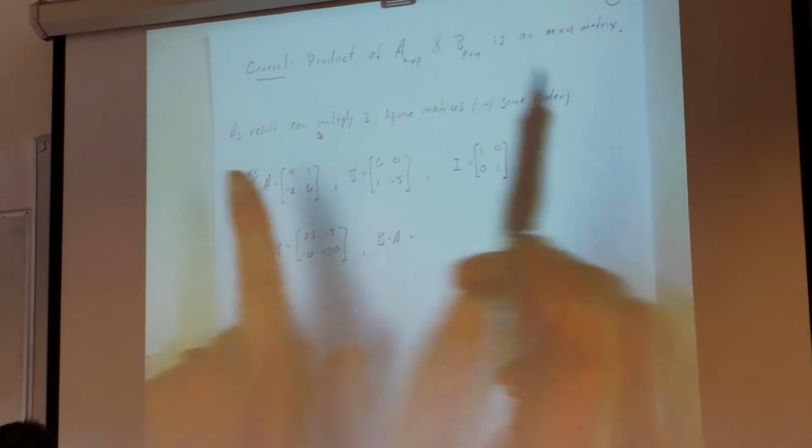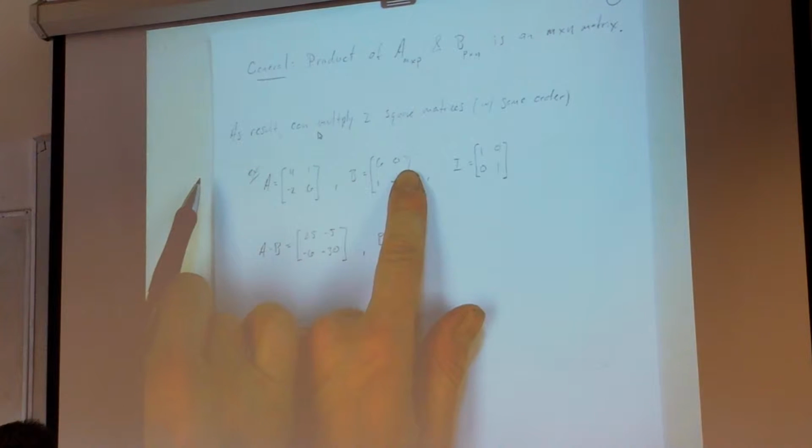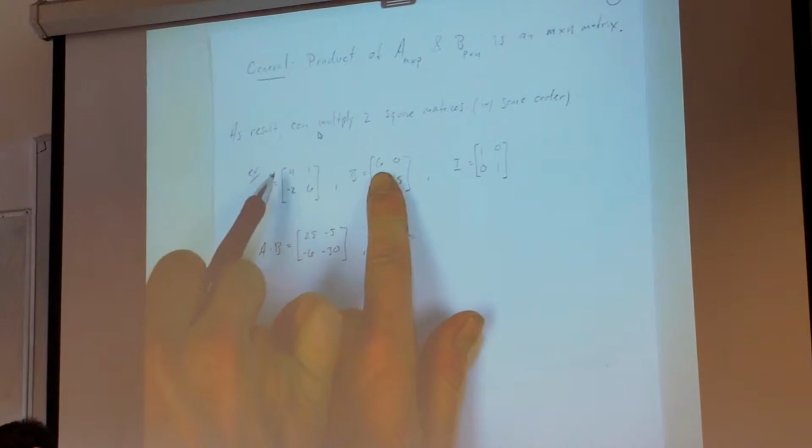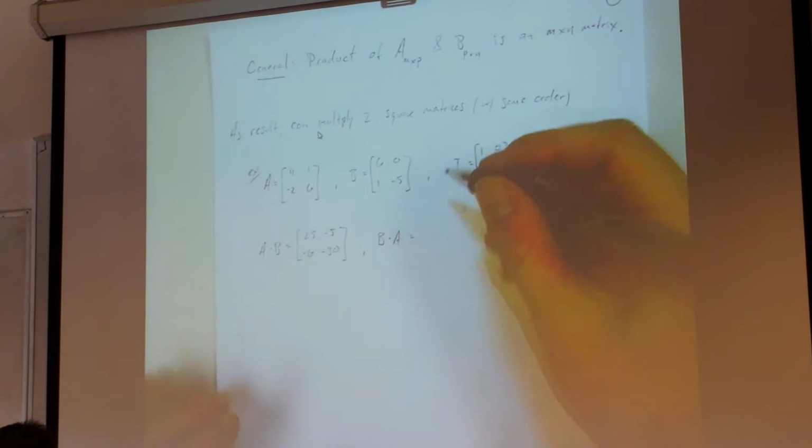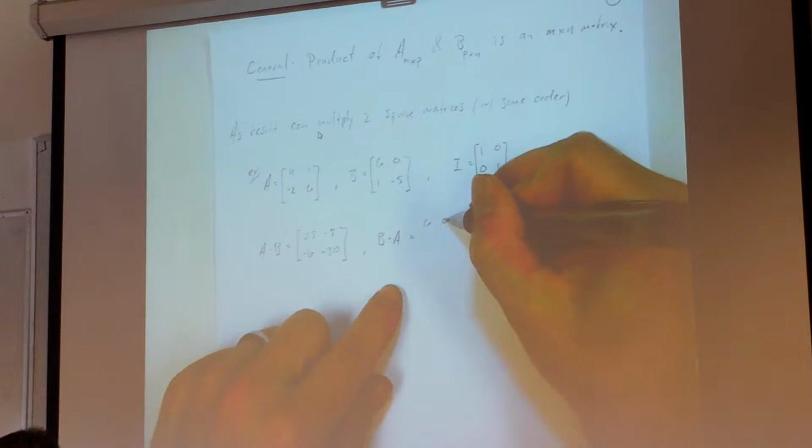It's kind of hard to write them. Rows of B times the columns of A. You gotta cross your hands. It has to be my left hand and my right hand trying to cross them. Or you could rewrite them.